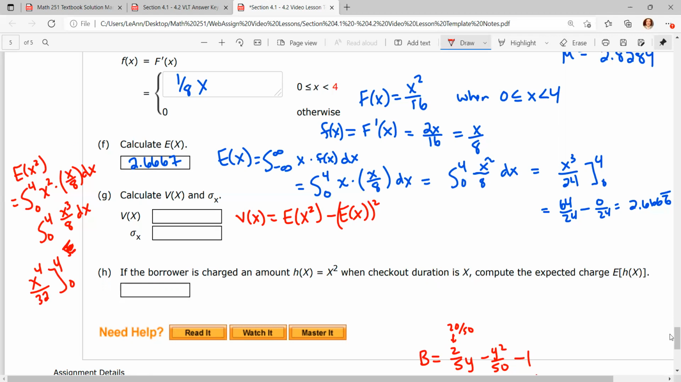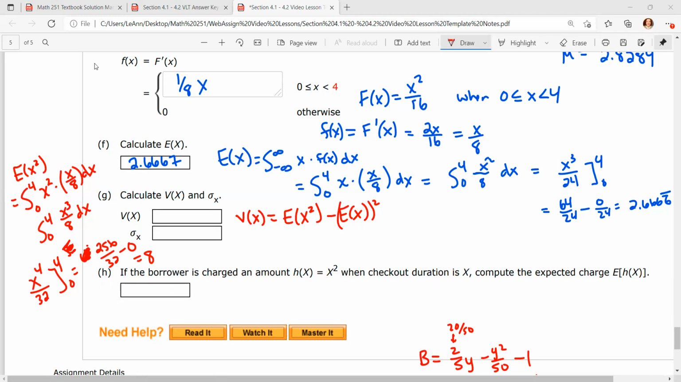When I work that out, we'll see what we get. 4 to the 4th is 64? No. What is 4 to the 4th? It's not 64, because that's 4 to the 3rd. 4 to the 4th is 256, divided by 32, and then minus 0. This is going to equal 8. It actually ends up coming out to a nice number.